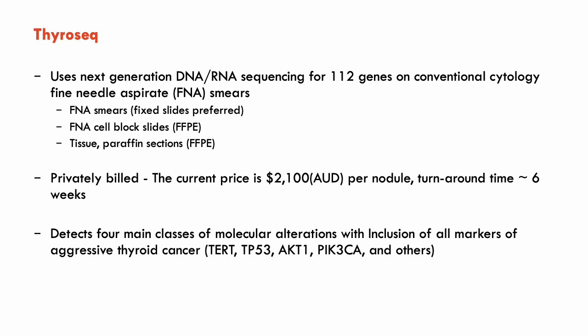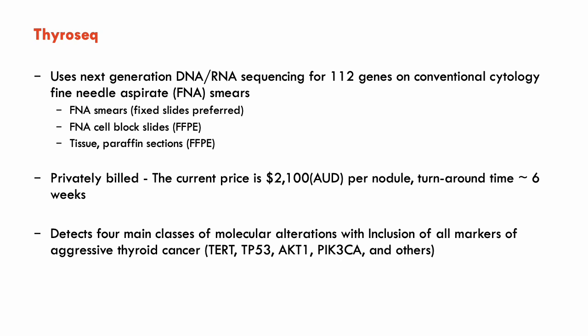The main platform in Australia that is available is ThyroSeq, which uses DNA and RNA sequencing of around 100 genes, and it can be done on cells taken off slides or tissue blocks from FNA samples, so a special sample does not need to be collected. This test is privately billed, so it costs around $2,000, and it has a turnaround time of around 6 weeks because the samples at the moment have to be sent to the United States.